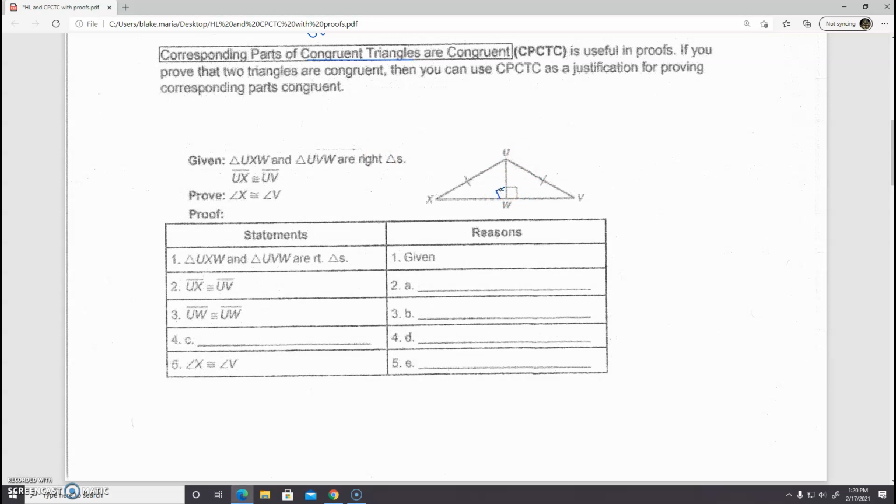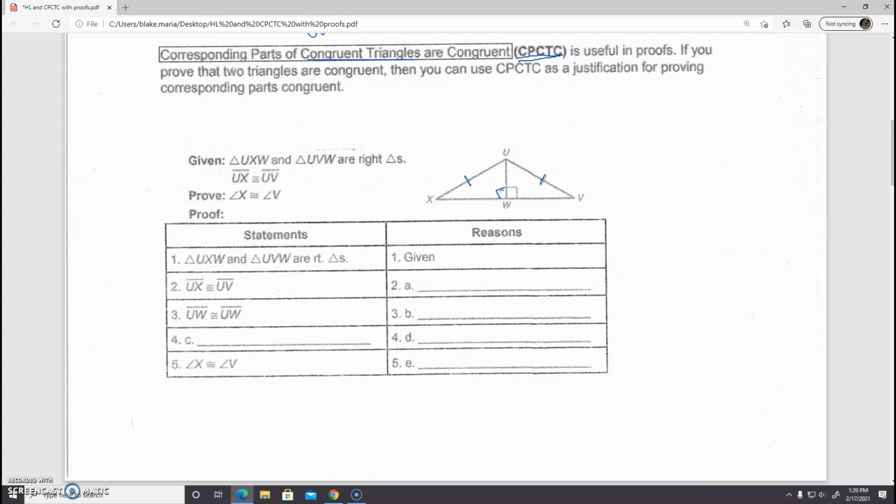All right, right triangles. And UX is congruent to UV. Notice they already put a tick there for you, but if they hadn't, you would go ahead and say UX is congruent to UV. Prove that angle X is congruent to angle V. And this is where CPCTC comes into play. In order to prove that these two angles are congruent, you have to first prove that these two triangles are congruent. So that's what we're going to do.